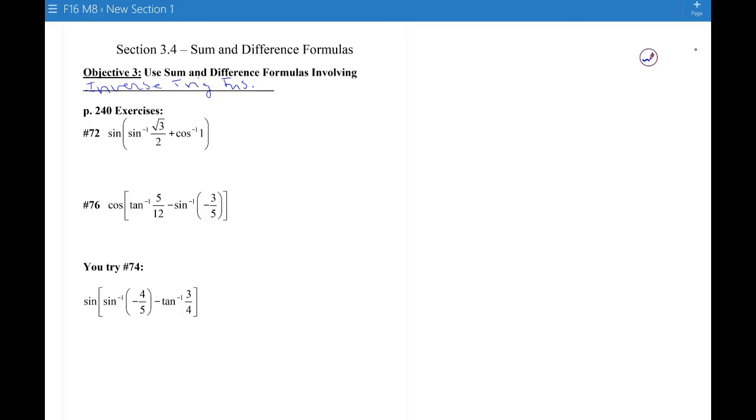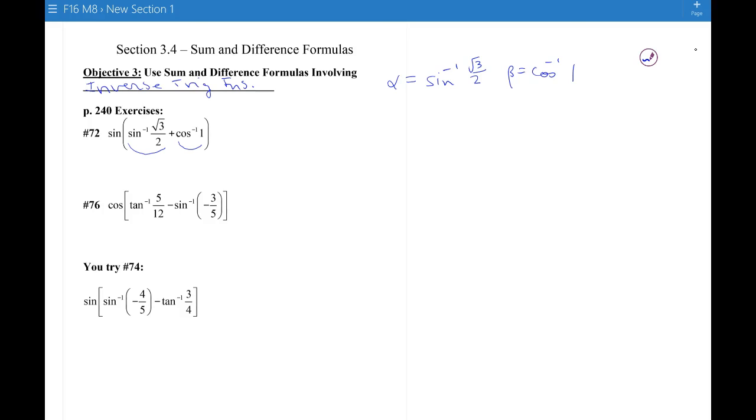So what you need to realize is that if I write sine inverse of root 3 over 2, that's an angle. Cosine inverse of 1, that's an angle. So in fact, let me write out: alpha is the sine inverse of root 3 over 2, and beta is the cosine inverse of 1. So in this case, we can see what the angles are. In the next one, we're not going to be able to tell. But let's go ahead and see that this one we could evaluate first.